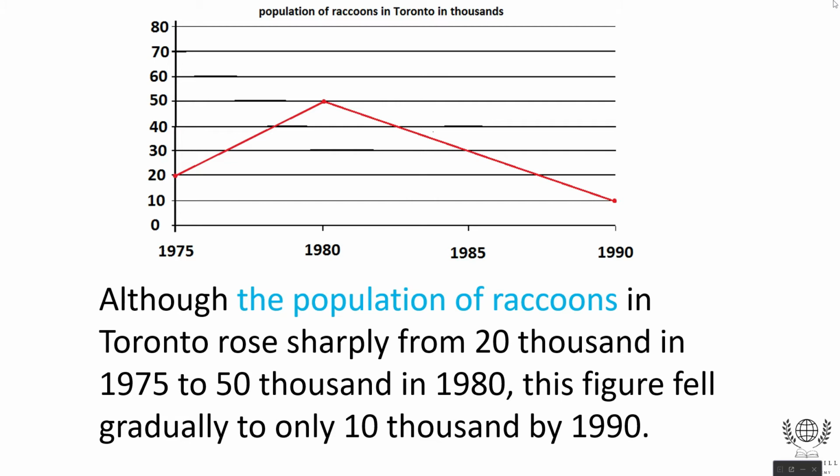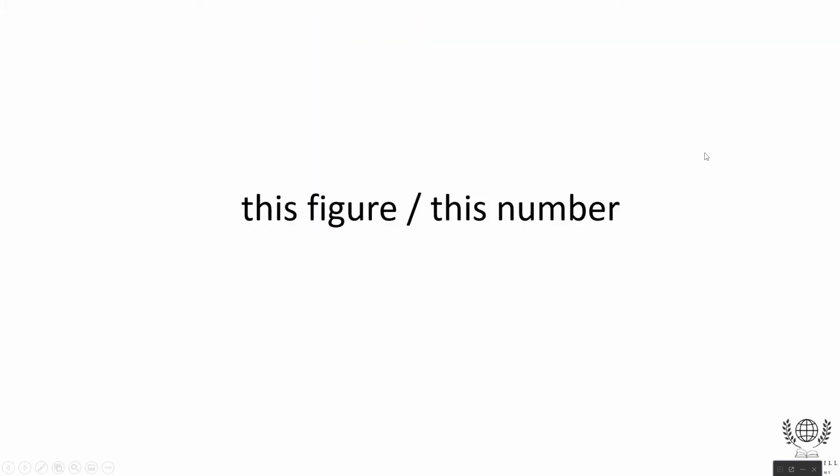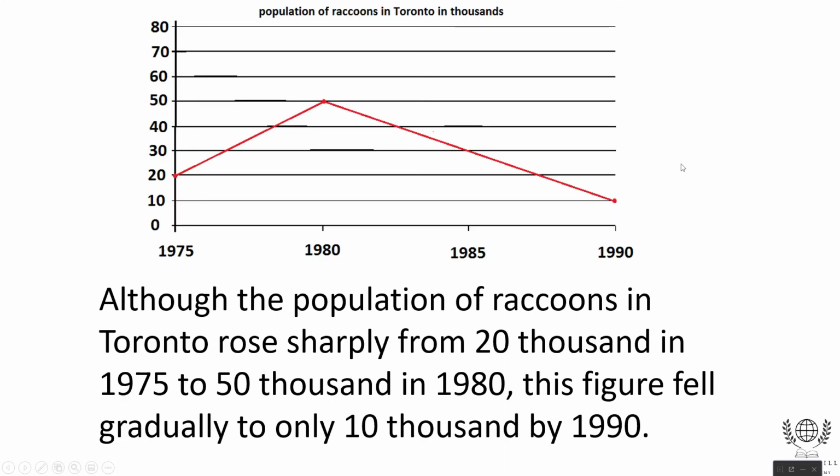Now, because we're mentioning the subject, the population of raccoons, in the first part of the sentence, in the second part of the sentence, we don't have to repeat this subject. We can just use this figure or this number to signal that this figure or this number corresponds to the population of raccoons in Toronto.